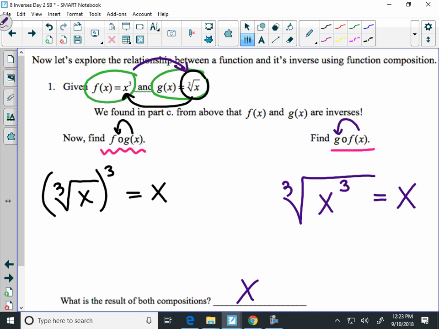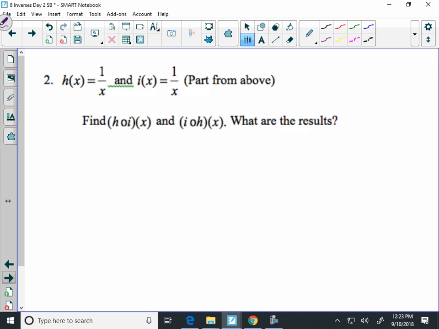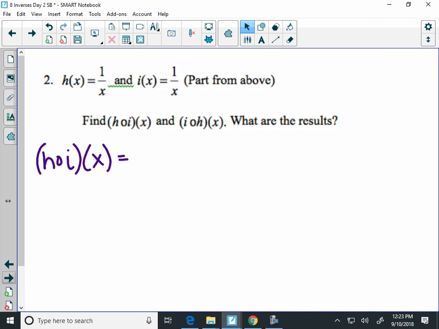Let's try another one. Now when I look at number 2, I have h of x is 1 over x, and i of x is 1 over x. This also was from above. So we're going to find the composition again: h of i of x and i of h of x. So let's do that first one first. H of i of x. So we're going to put i into h.